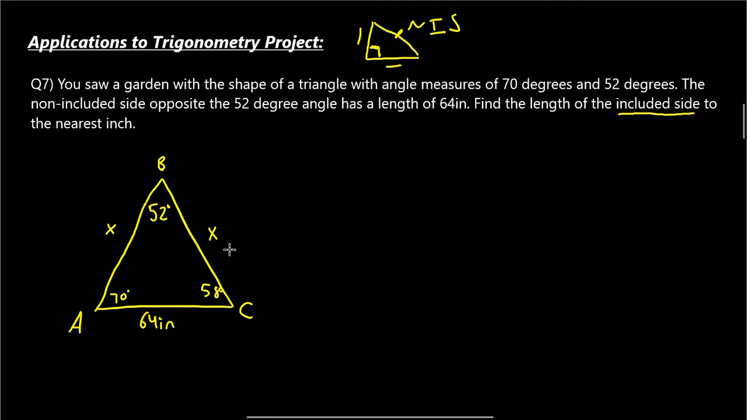Now, since we are given angle, side, angle, we can use the law of sines to find the side lengths. We can write out something called SOHCAHTOA. This is very important that you memorize.